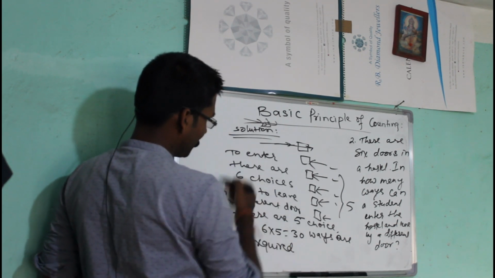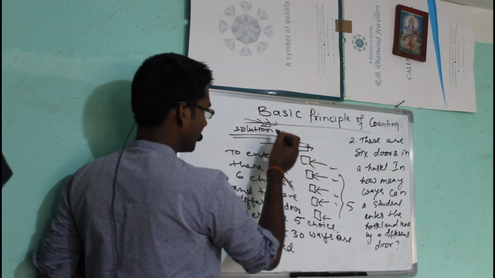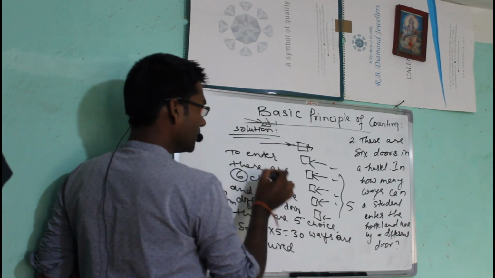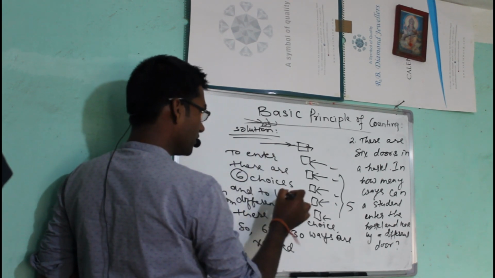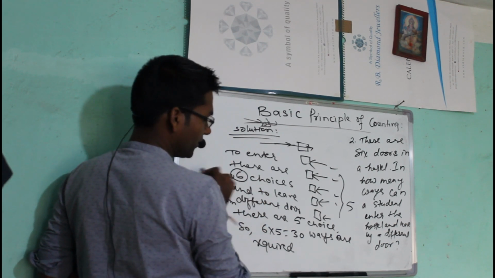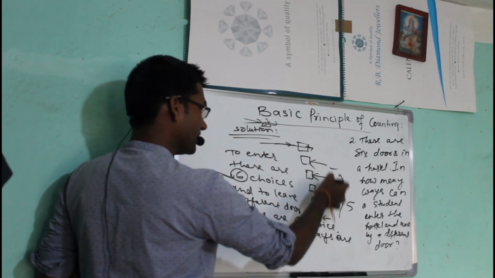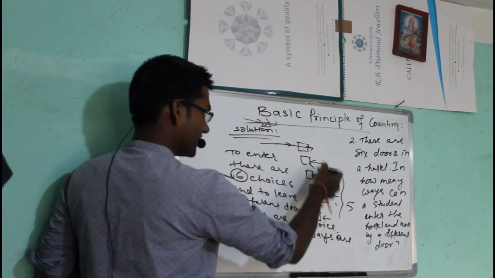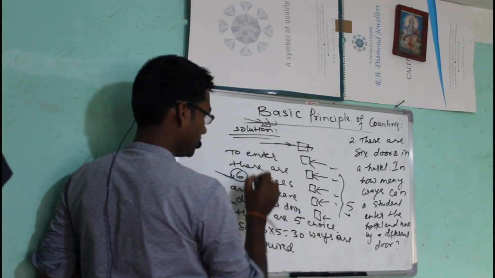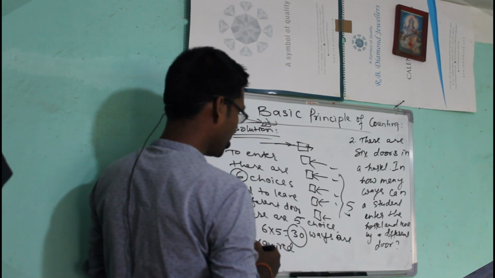So again, let me explain here. We have 6 doors, so to enter we can use any one of the 6 doors. So 6 choices. Entrance can be done independently in 6 different ways. Now as we have to leave the hostel by a different gate, there are 5 choices because already one is used. So 6 into 5 is your answer. 30 is your answer. Thank you.